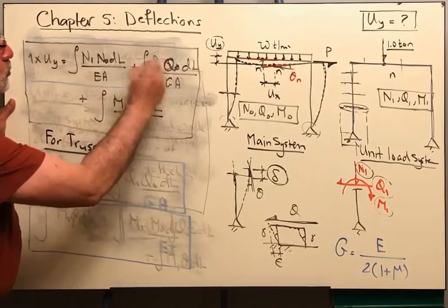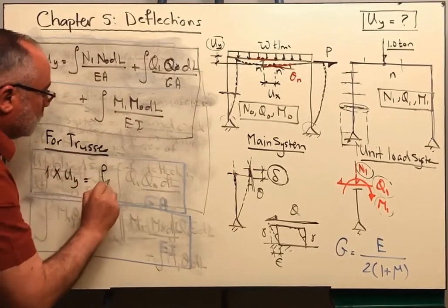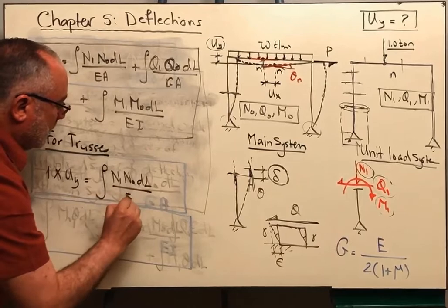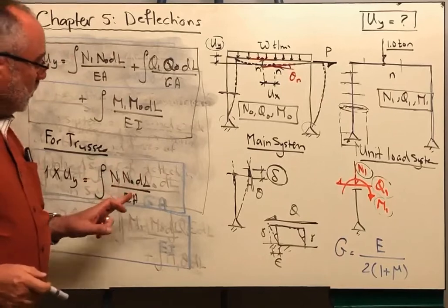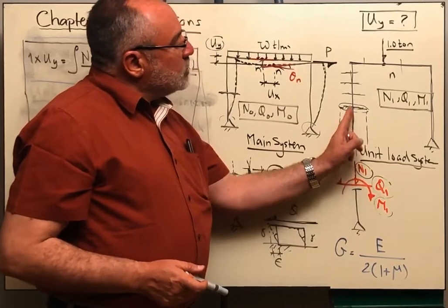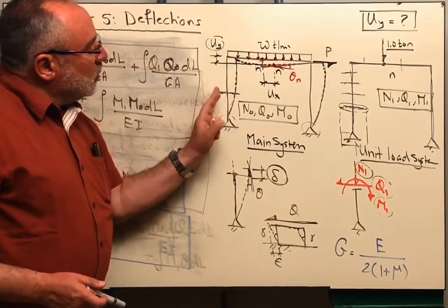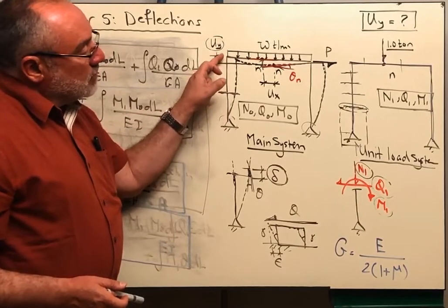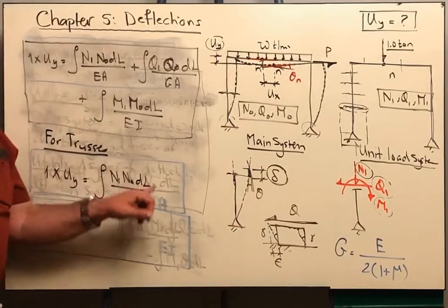we don't have moment, we don't have shear. 1 multiplied by uy will be equal to integral n1 n naught dl over EA. But take care. Now, why did we integrate here? Because the normal force is susceptible to change in the frame along the member. You might have a normal force here, or a concentrated force applied here, so the normal force is not the same. Therefore, we need to apply this in the form of integration.